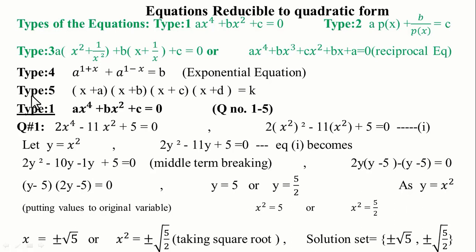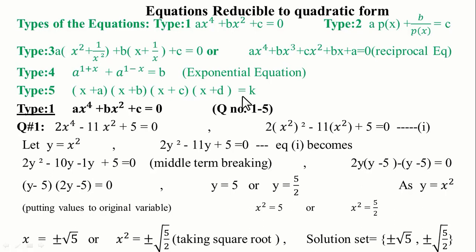Similarly, we can discuss in Exercise 1.3 type 5. In type 5, we will discuss the equation in the form of a product of 4 factors. So here we can see (x plus a) into (x plus b) into (x plus c) into (x plus d) is equal to k, any constant number. So we can arrange two factors as the same number, then we can arrange into a reduced quadratic form, then we can solve.